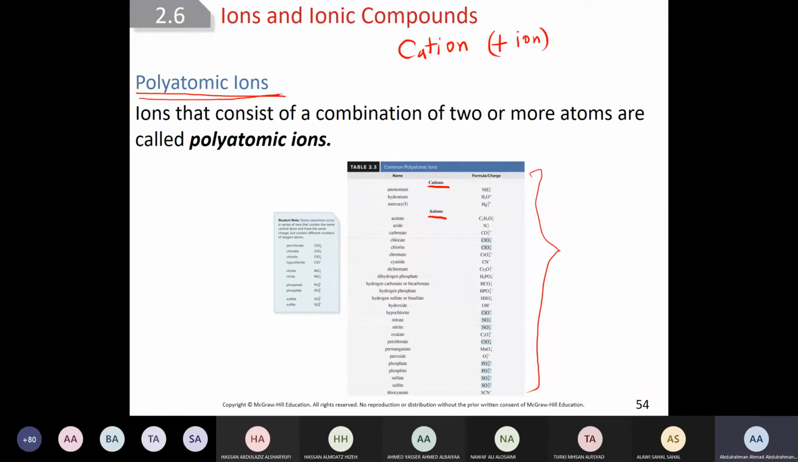We have only three which are important, which I want you to know: NH4 plus, H plus, or sometimes they write it H3O plus. It's the same thing. And Hg2 2plus. Okay, I want you to memorize not only these cations. What's the name of the first one?